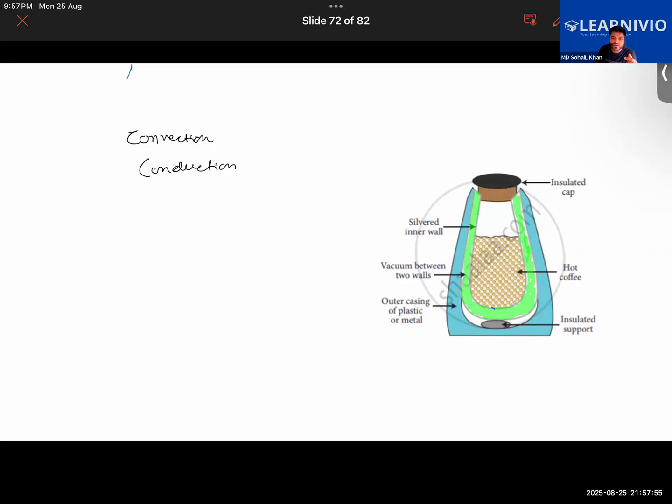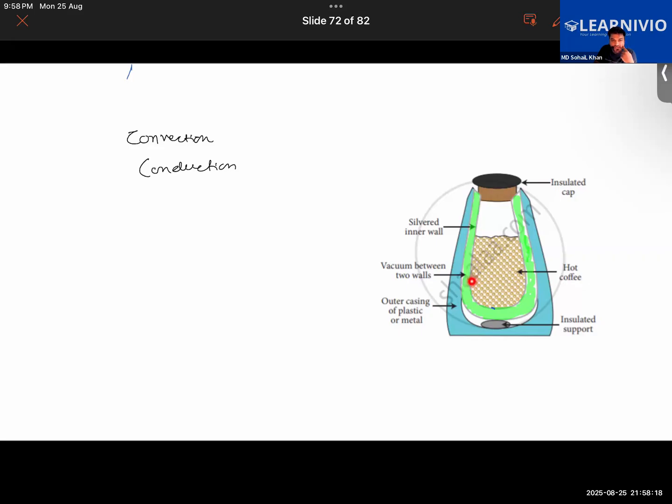Let us understand how. Remember, the inner surface of this thermos flask has been silvered. It is very smooth and shiny. So it reflects the radiation, and the radiation can't pass through it. Because it reflects, there is no heat going in or out.